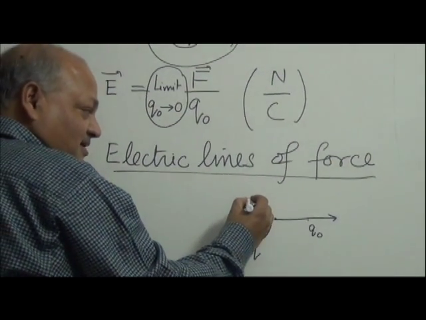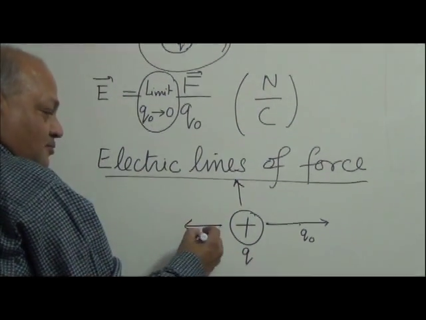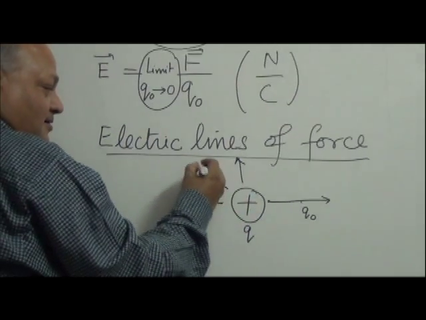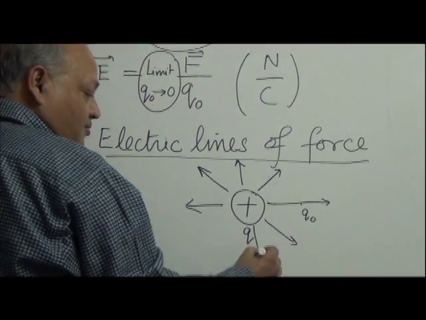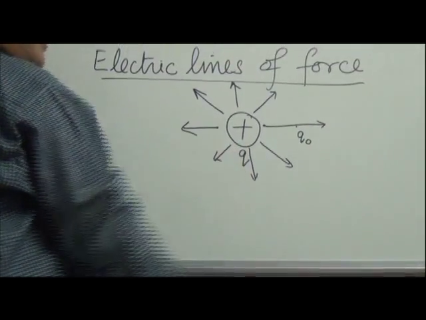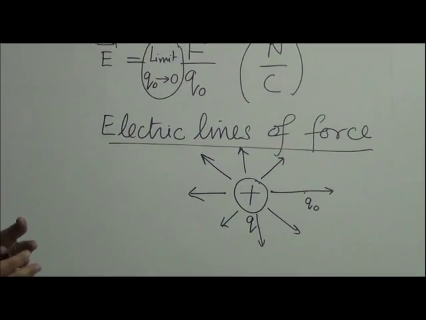So when we keep test charge here, this will move this side. When I keep here, this will move this side. When I keep it here, likewise you can draw electric lines of force coming out of the positive charge. This will show you the electric field region geometrically.